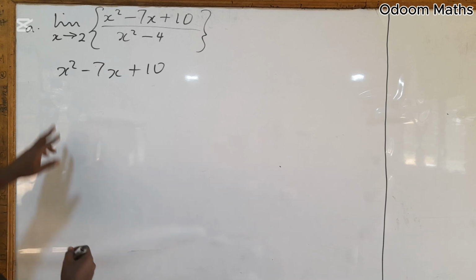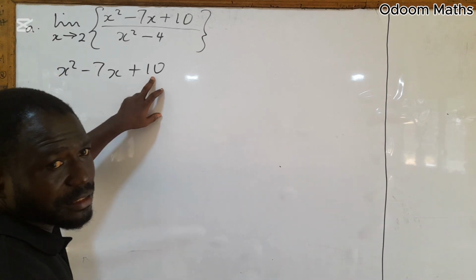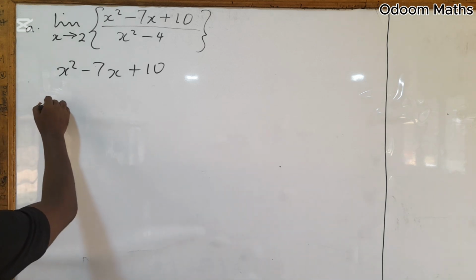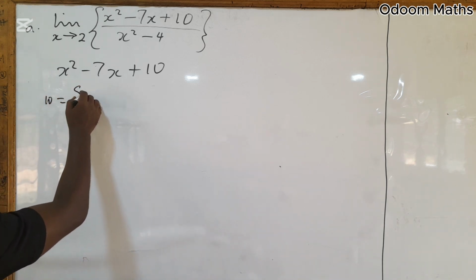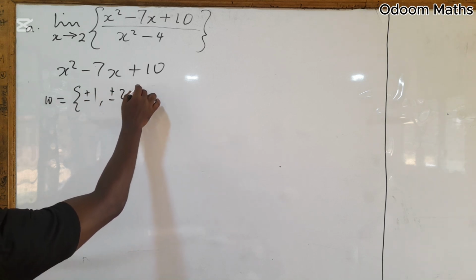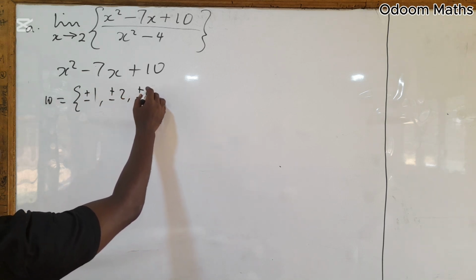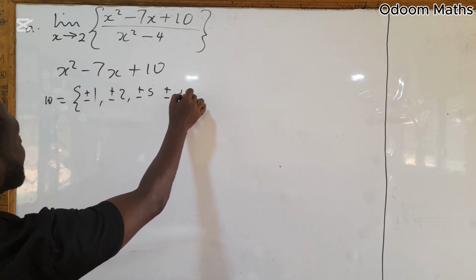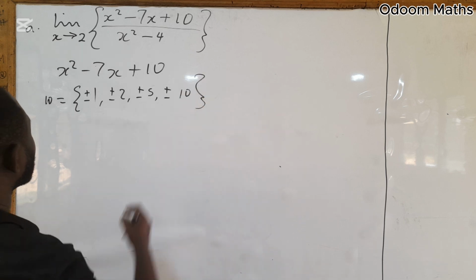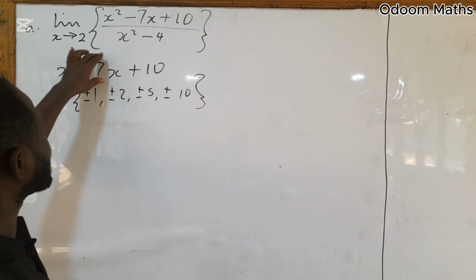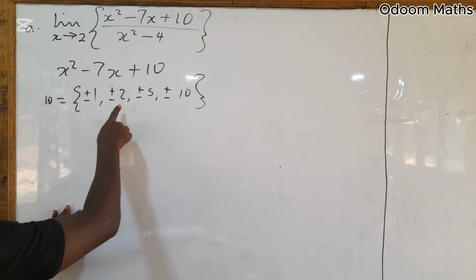So here, we multiply this 1 and this 10. So we are going to get 10. Factors of 10, we have plus or minus 1, plus or minus 2, plus or minus 5, and 10 itself. Okay. So we take two numbers that can fit here, but when you multiply, we should get this 10. So I can take 2 and 5.